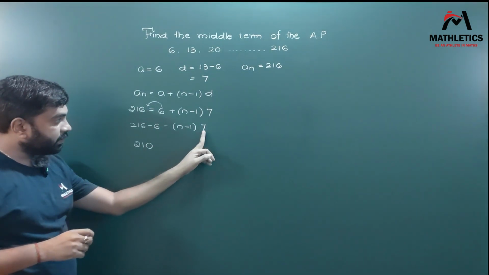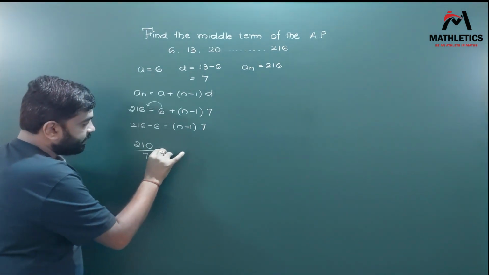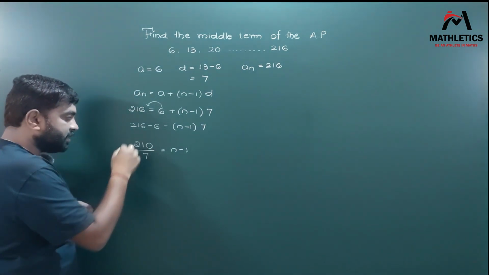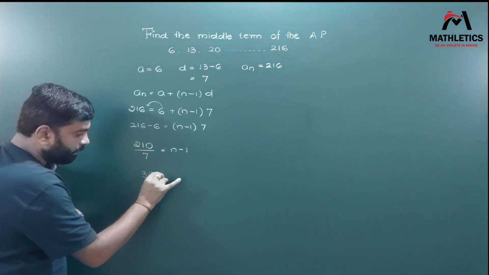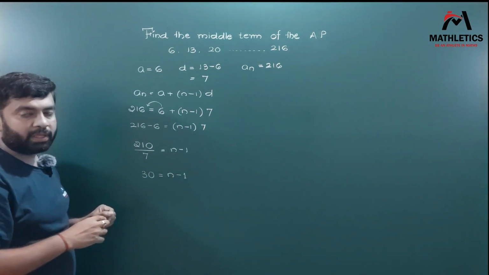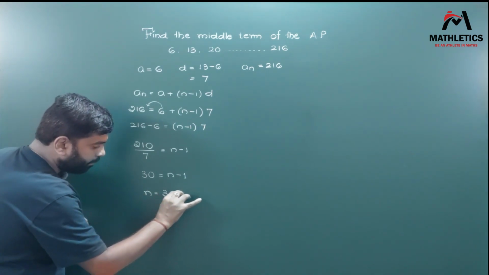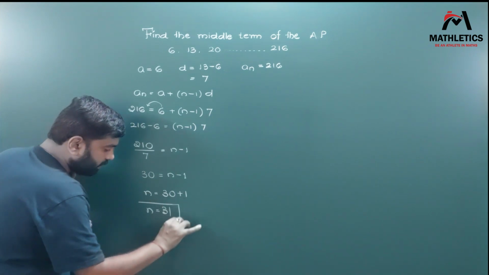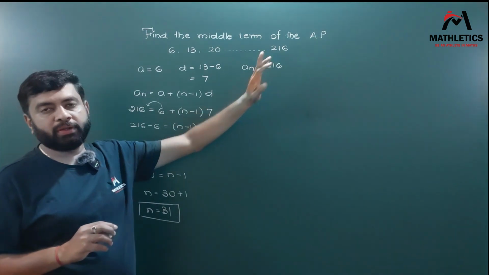Now I shift this 7 also to LHS. It becomes 210 divided by 7 is equal to n minus 1. So now we'll go for the cancellation. 7 threes are 21, means it becomes 30. 30 is equal to n minus 1. If I shift this minus 1 to LHS, it becomes plus 1. So n is equal to 30 plus 1. So the value of n is 31. So this 31 indicates there are a total of 31 terms in this particular AP.